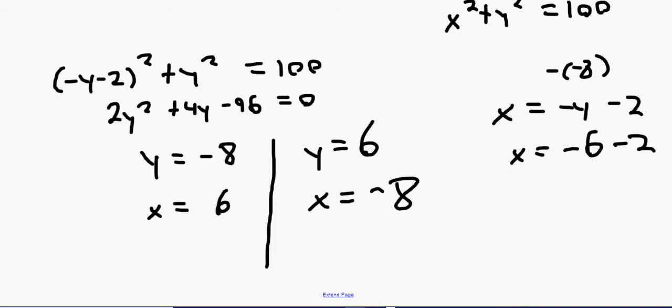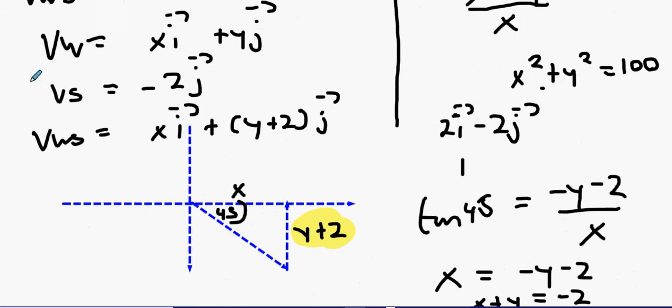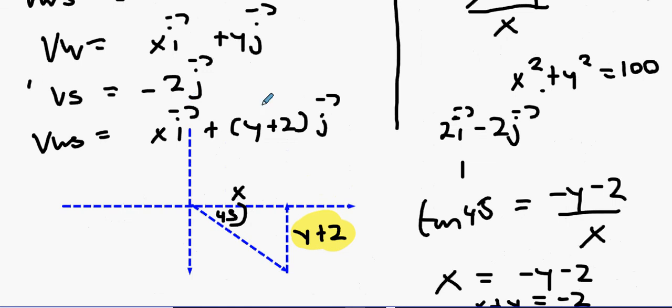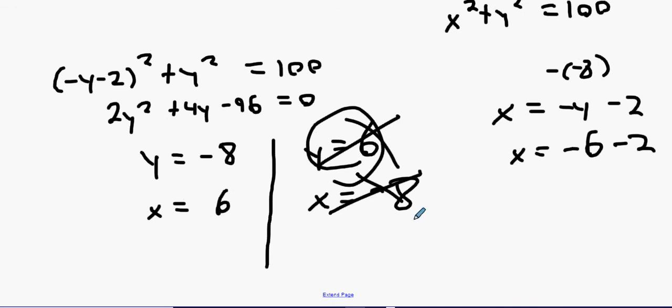I go back to the top and I sub in my numbers, okay? What happens if I sub in y equals 6? That's a northerly direction, isn't it? But it's meant to be going southeast. That means y equals 6 is completely wrong. Can't use y equals 6. That means my velocity of my wind must be 6i minus 8j.